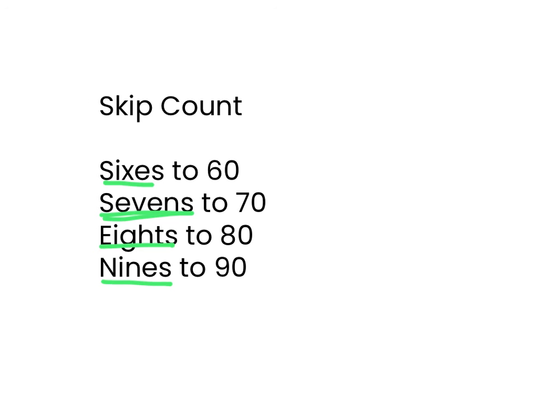Remember that there are obviously many more multiples of each of these numbers beyond 60, 70, 80, 90, but we're only going up to 10 times that number. So the multiples are the numbers you get when you're basically skip counting, and factors are the numbers you multiply together to equal those numbers.